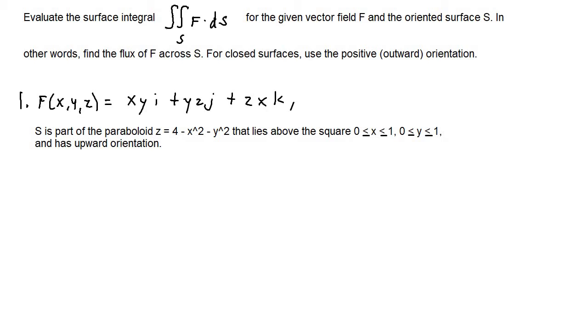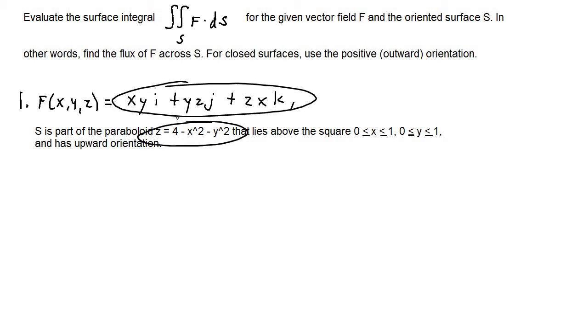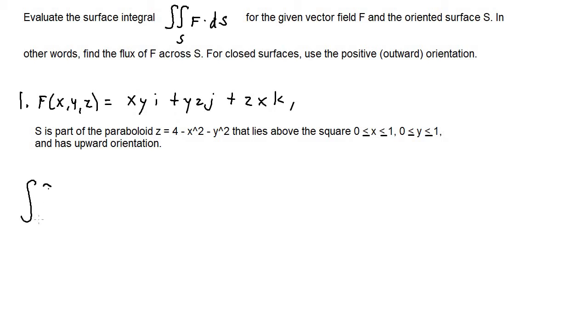So for number 1, we have the vector field F of x,y,z equals xy times i plus yz times j plus zx times k. And it's giving us that S is the part of the paraboloid z equals 4 minus x squared minus y squared that lies above the square. The x bounds of the square range from 0 to 1, the y bounds range from 0 to 1 as well, and it has upward orientation. So notice we do have a vector field, we do have a z equation. So we can use the formula where we have the double integral described by the region D of negative P times the partial derivative of z with respect to x, minus Q times the partial derivative of z with respect to y, plus R, and then times dA.